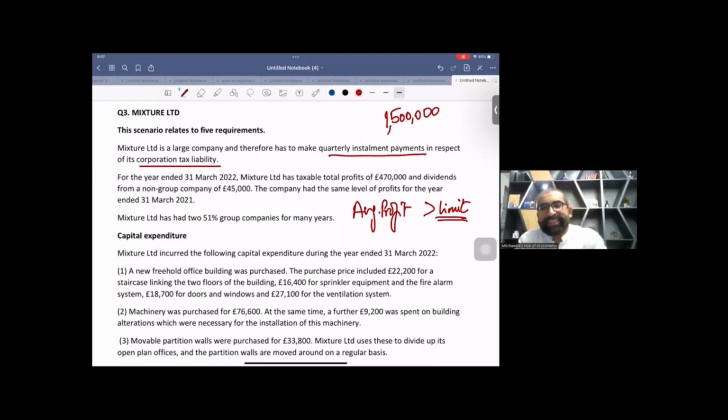Now the next question. Do we apportion the limits because of anything? Yes, because of 2 factors. Number 1, if the accounting period is less than 12 months, then you have to apportion the limit. And if you are part of a 51% group of companies, then according to the total number of members, you have to apportion.